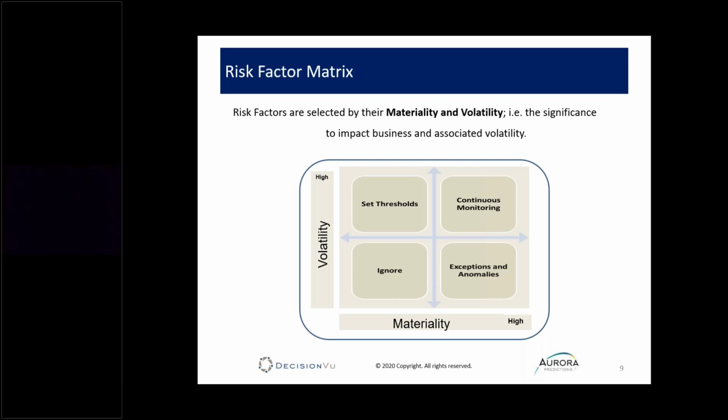And where we focus our attention is in the upper right-hand quadrant, which are things we're continuously monitoring. For example, right now, regulations. What is the government doing to change the way I operate my business and how can I construct a business model that's profitable?